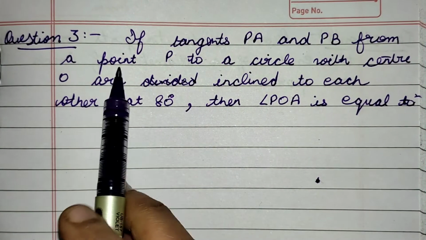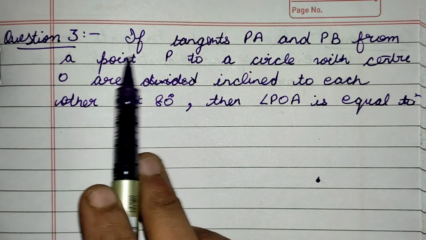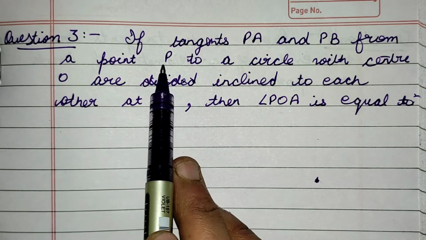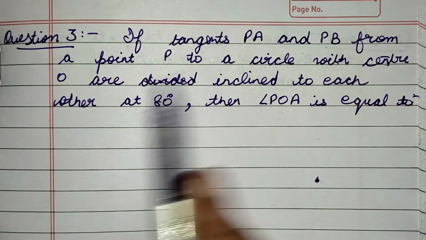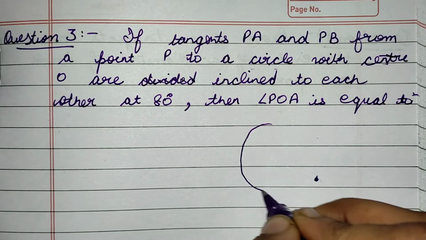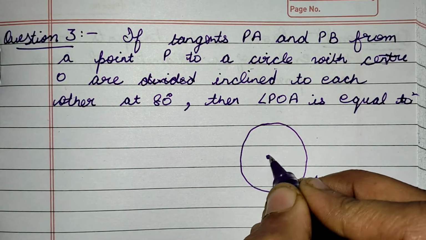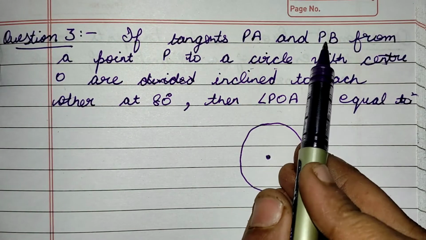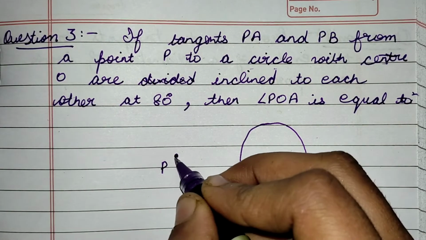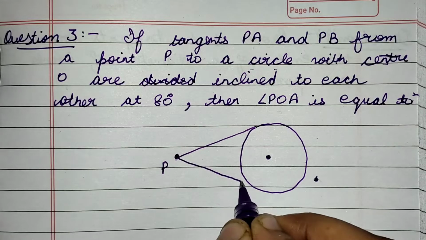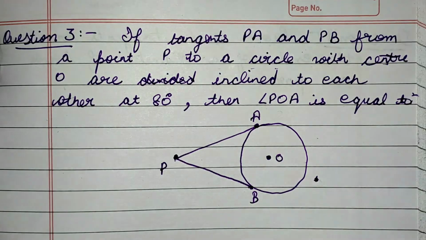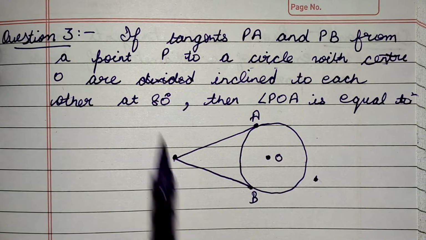Let's start understanding question number 3, which says if tangents PA and PB from a point P to a circle with the center O. So what is given to you till now? There is a circle whose center is O, and two tangents PA and PB are drawn from a point P, such that they are touching the circle at points A and B, and O is the center of the circle, right?